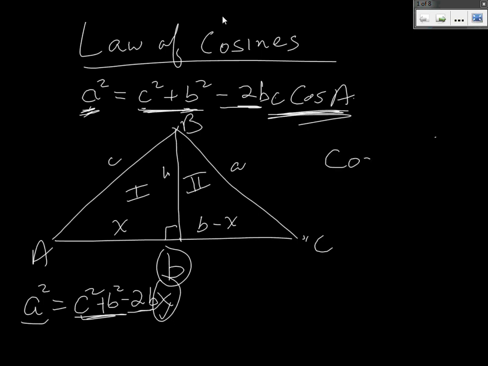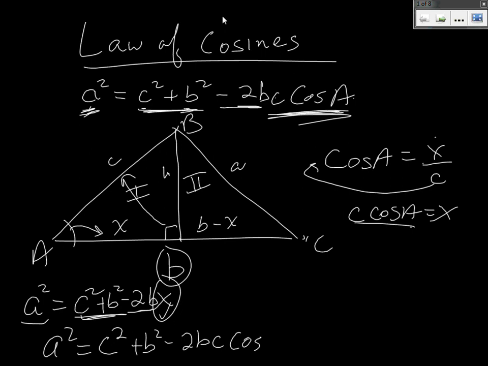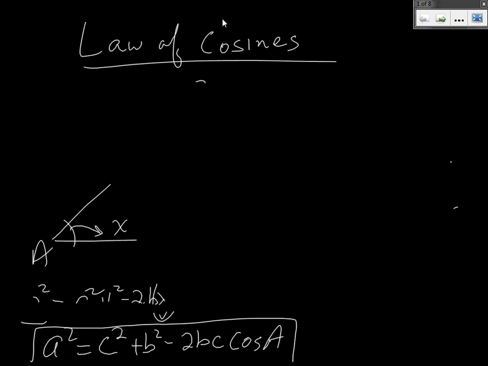So I'm going to jump on calculating cosine A. Cosine of A is adjacent over hypotenuse. It's x over c, cross multiplying, c cosine A is x. So I have that a squared is equal to c squared plus b squared minus 2bx. But x is c cosine of A. That is one way of writing the law of cosines.